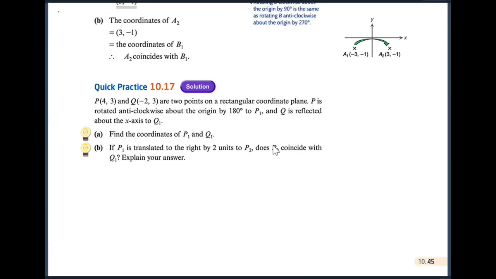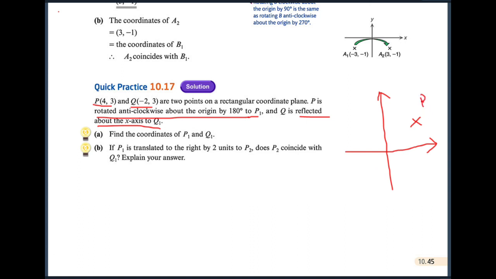In practice 10.17, you will apply all the rules of transformation in these sessions to do this. This time you have 2 points, P and Q. P, you will rotate anti-clockwise by 180 degrees and get P1. Q, we reflect about the x-axis to Q1. So, draw a picture to organize the information. First is about point P. Originally 4, 3 should be here. This is your P.